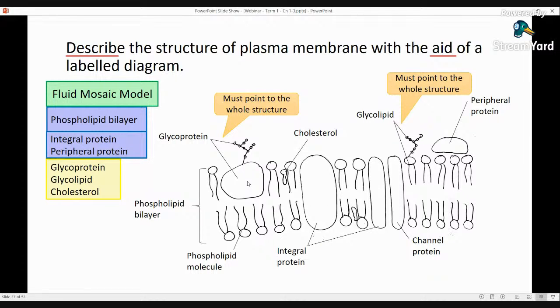You must be careful with the labelling. For glycoproteins and glycolipids, you must label the whole structure. You cannot just point to here. This is the oligosaccharide carbohydrate, so you must either point to it or highlight it. For cholesterol, the position must be in between two phospholipid molecules. One part is close to the hydrophilic head, because here there is one hydroxyl group, which is the hydrophilic region of the cholesterol.